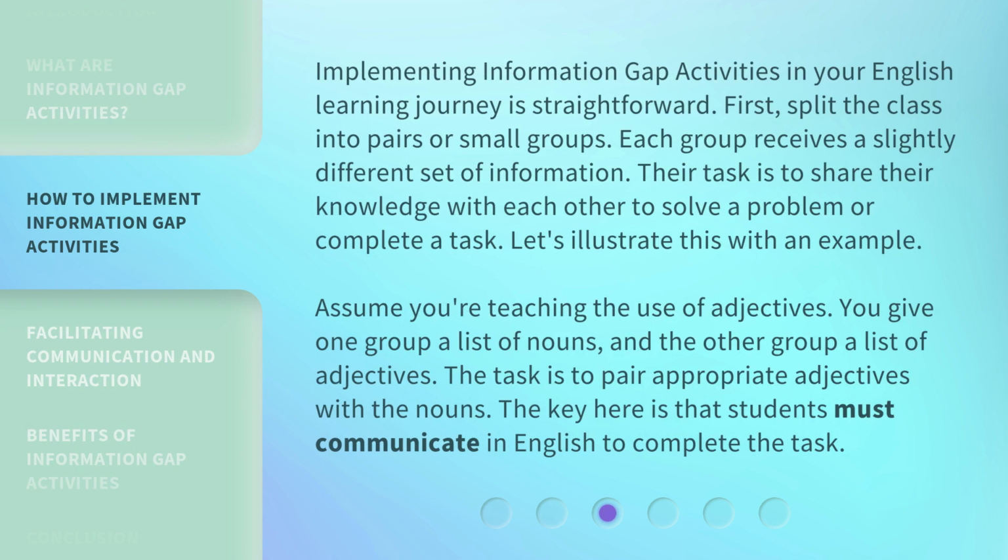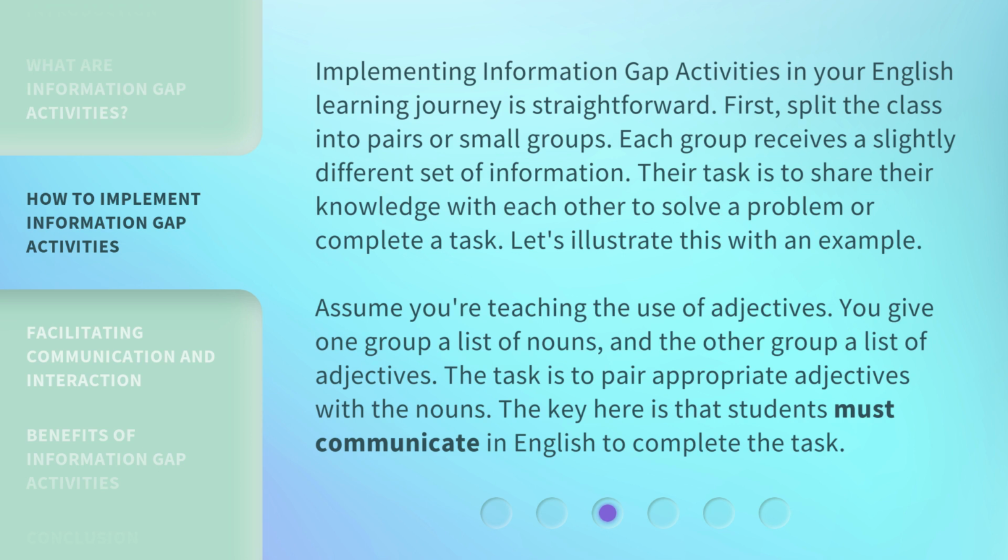Implementing information gap activities in your English learning journey is straightforward. First, split the class into pairs or small groups. Each group receives a slightly different set of information. Their task is to share their knowledge with each other to solve a problem or complete a task.